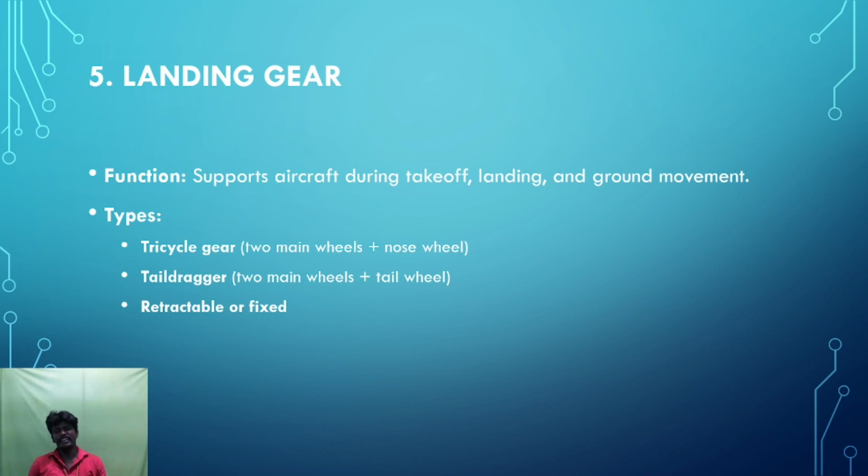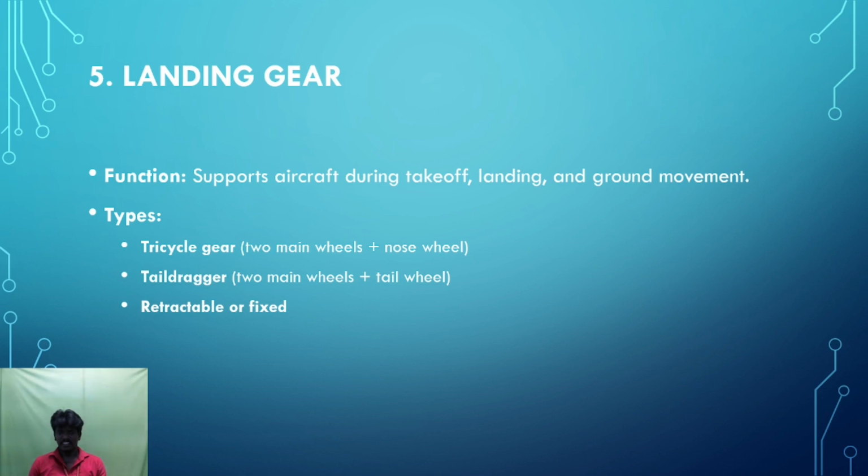Then the fifth one is landing gear. Landing gear is very important for moving forward on the runway. Its function is to support the aircraft during takeoff, landing and ground movement. In some aircraft, wheels are attached permanently. In some aircraft, they are retracted and extended using machinery.